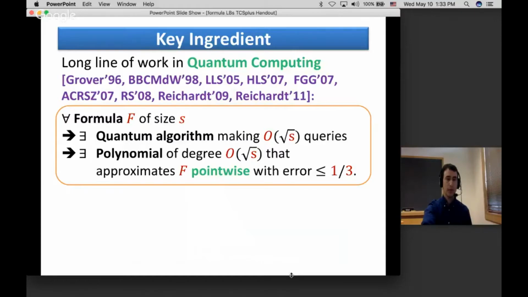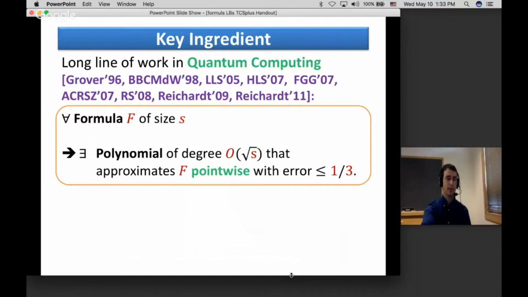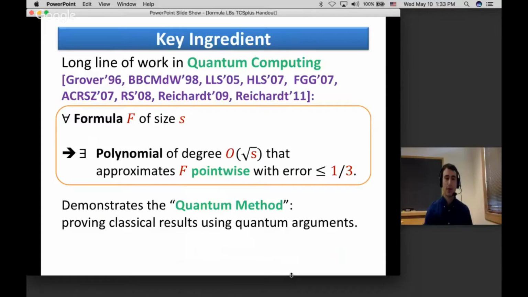So now we can forget about the quantum algorithm in the middle and see that we have for any formula a polynomial of degree square root S that approximates it pointwise. And this is really a classical result. It talks about formulas and polynomials. However, the proof uses quantum arguments. So really this demonstrates the quantum method. So we prove the classical result using quantum arguments.